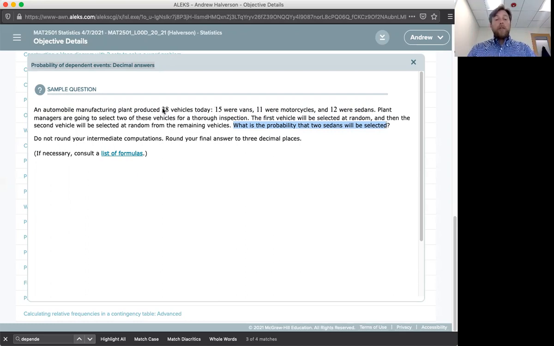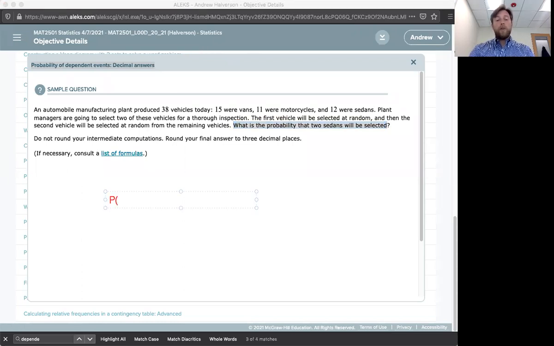There were originally 38 cars. We picked 1. So that means now in the second draw, there are only 37 cars to choose from. Oh, that's different. It doesn't matter that one of them was already a sedan. It's the reduction of the total number that changes the odds as well. So these are dependent events, and because they're dependent events, we have to apply the conditional probability rule.